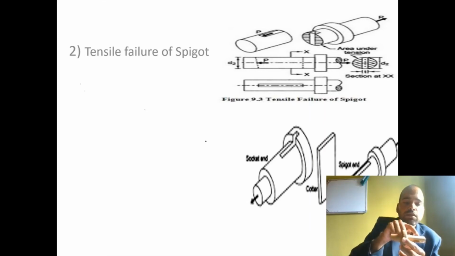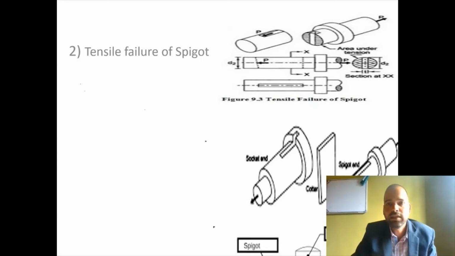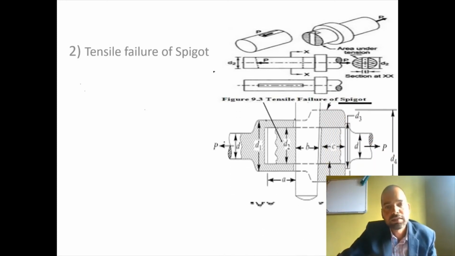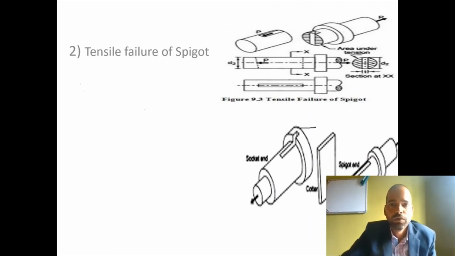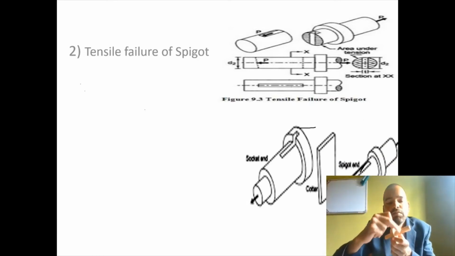Now we have to find out what are the chances of failure of the spigot rod which is inserted into the socket. Let's assume we are doing the design by assuming that the whole assembly is subjected to tensile force, and we consider the chances of failure of different components. So where there is a slot in the spigot, at that point this rod will be subjected to a failure.